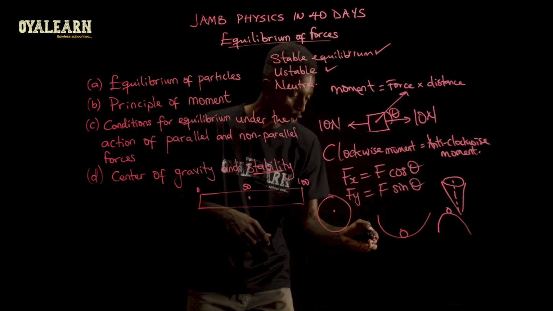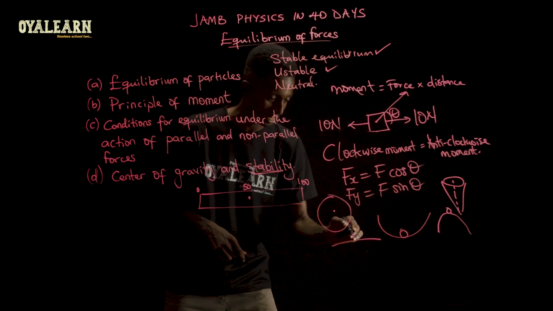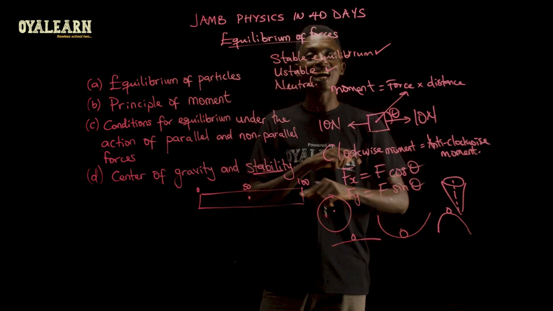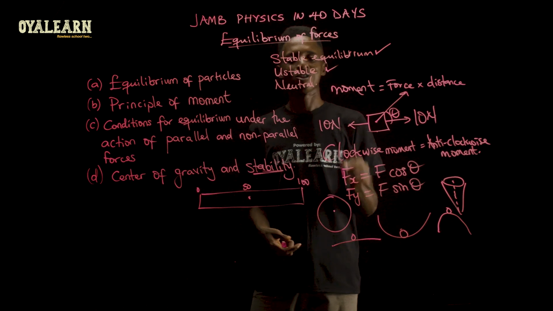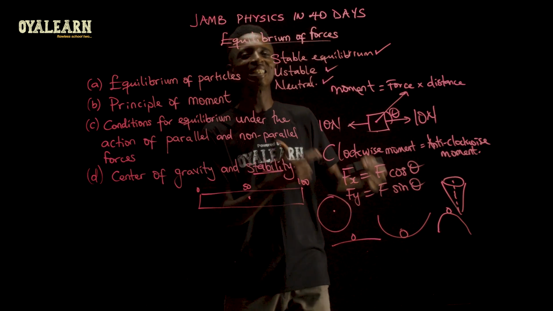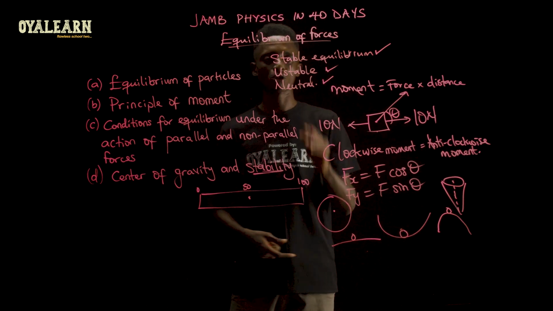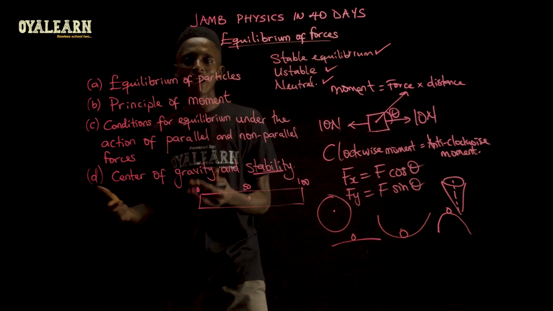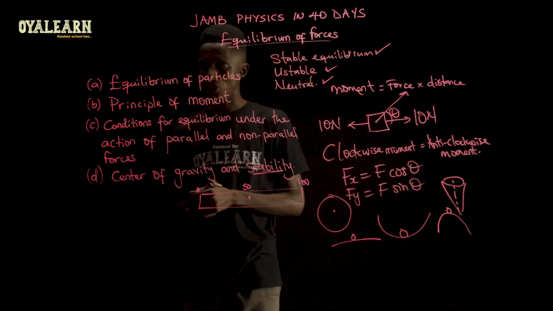However, if it were done on a flat surface like this, and I roll this ball a little, it will just turn and take stability at another point entirely. So that is neutral equilibrium, when it becomes stable at a different position, right? So you should be familiar with these three. There are some of those questions that you will find as we continue to solve past questions.